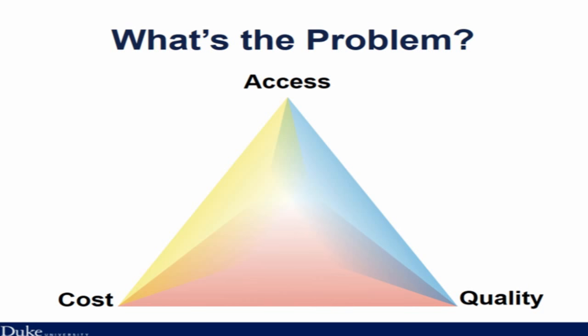So what's the problem? We have an access issue, quality issue, and cost issue. These are just components for us to think about. This is Don Berwick's model here, and I think it's not just simply getting the evidence in there, but there's the issue of cost, access, and quality we have to think about.